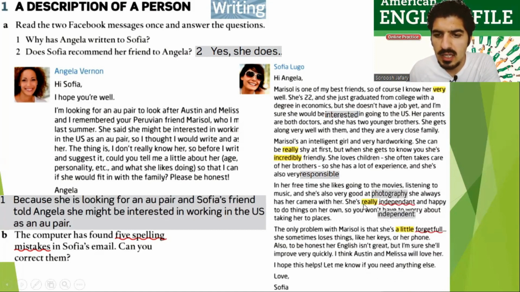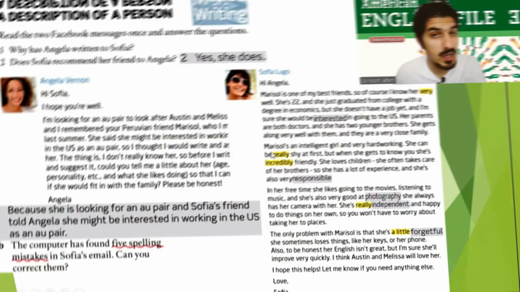She's really independent and happy to do things on her own, so you won't have to worry about taking her to places. The only problem with Marisol is that she is a little forgetful. She sometimes loses things like her keys or her phone. Also, to be honest, her English isn't great, but I'm sure she'll improve very quickly. I think Austin and Melissa will love her. I hope this helps. Let me know if you need anything else. Love, Sophia. All right, we did it, but we're not done yet.